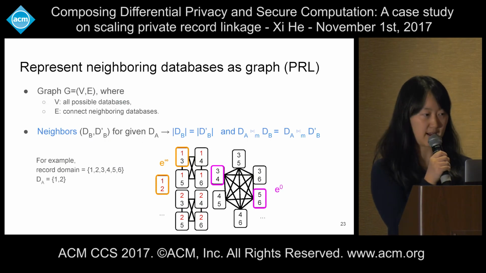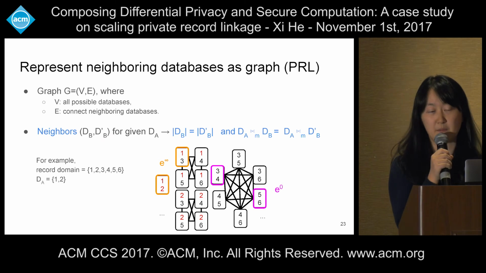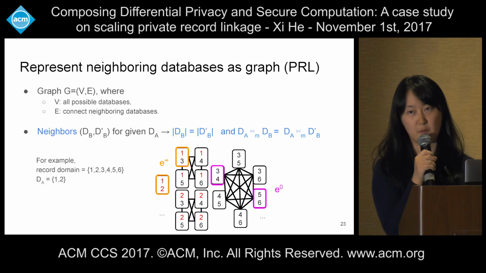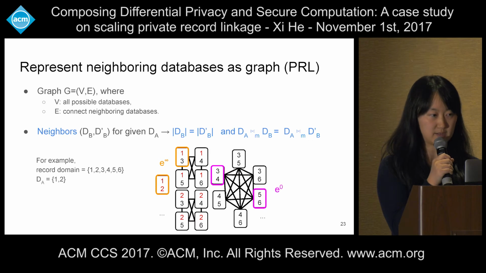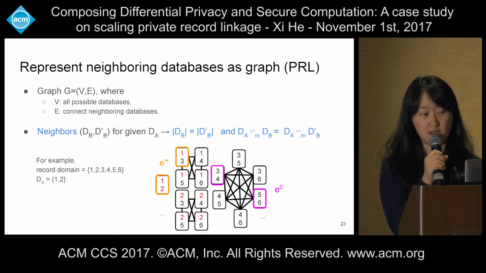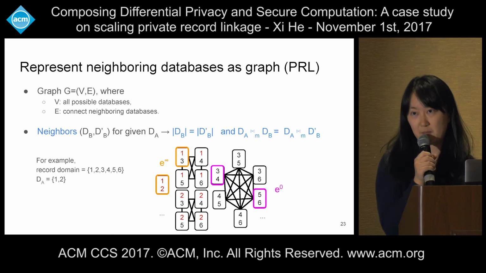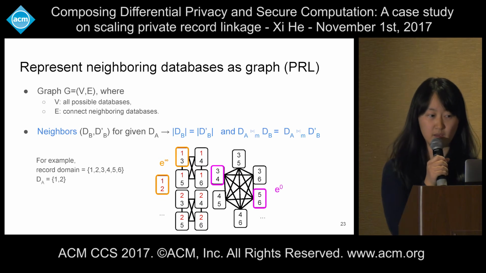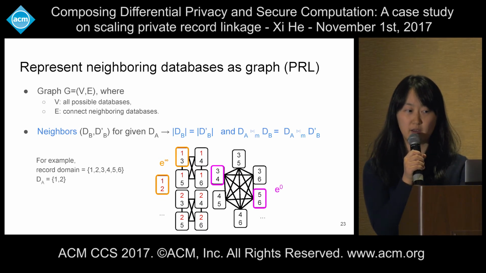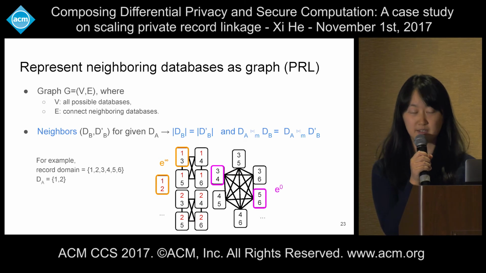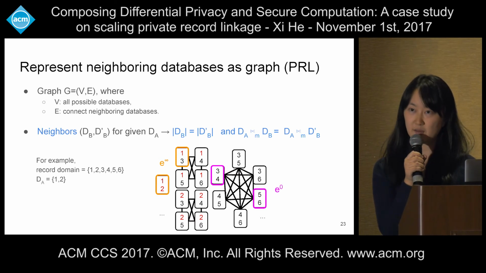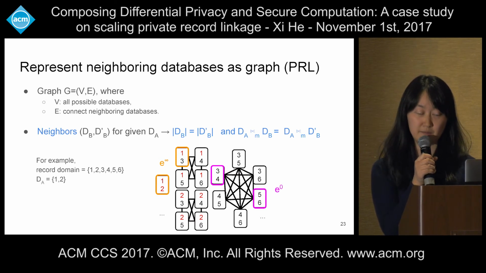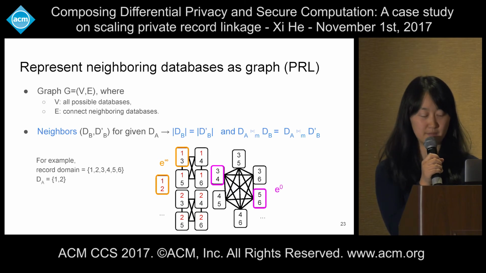So this seems not very clear, right? We actually apply a method to present neighboring databases as a graph. So this helps you to see how this works. In this graph, we use V to represent all possible databases, and the edges connect neighboring databases. So for PRL, DB and DB prime are neighbors if they have the same data size and the same matching rule, and the matching outputs are the same.